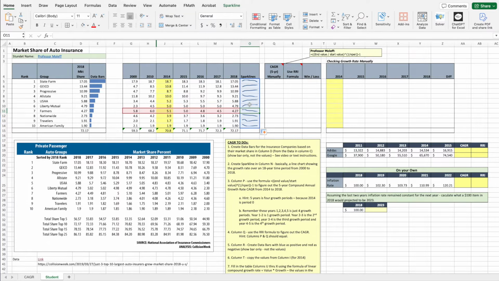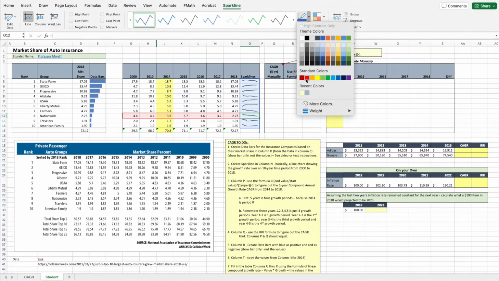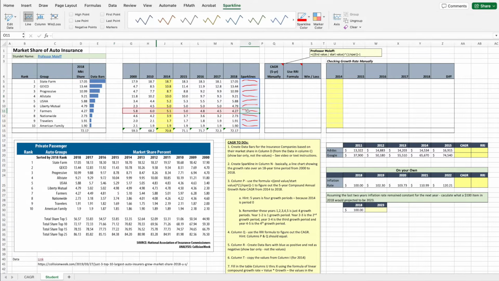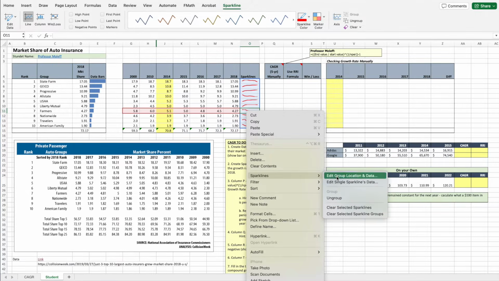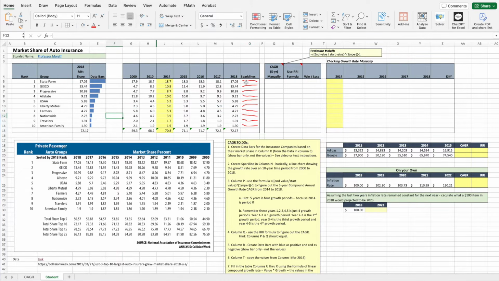We can also change the colors of the Sparkline. Notice that when I click on any of the Sparklines, we have the new button up here at the top, Sparkline, and I can choose a different color for our Sparklines. If we wanted red, we can do that in red. Okay. Now, if we wanted to delete a Sparkline, I can't just click on the cell and click delete. We'd have to right click, and we can clear contents, go to Sparkline, we can ungroup them, clear selected Sparklines or clear selected Sparkline groups, or edit some of the information here. But for now, for the assignment, I'm just going to go ahead and leave this in red. So we have this in blue, this in red.